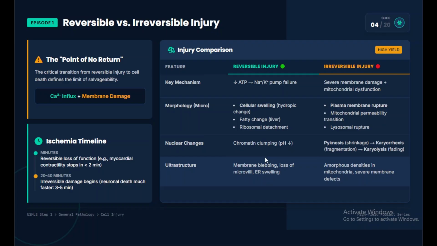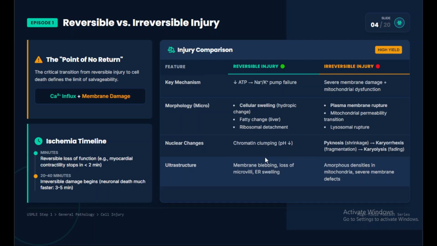Now, the ultrastructure changes of irreversible injury are more severe findings, like large membrane defects, a ruptured plasma membrane, and amorphous dense deposits in the mitochondria. These mitochondrial densities are a classic sign that the cell is beyond recovery. So a quick clinical takeaway: remember the sequence. Stress leads to adaptation. If the cell is not adapting, it leads to reversible cell injury. After reversible cell injury, the cell enters the point of no return, which is irreversible cell injury, and that leads to cell death.